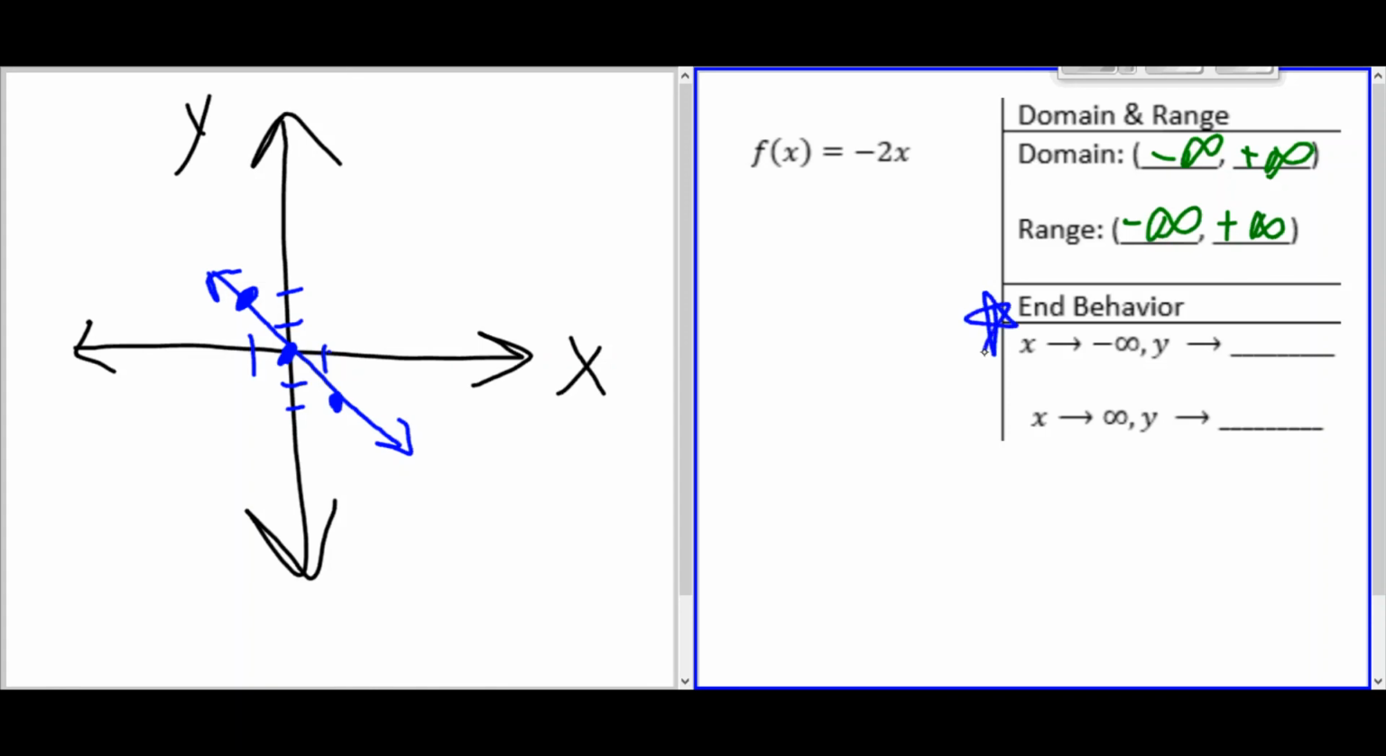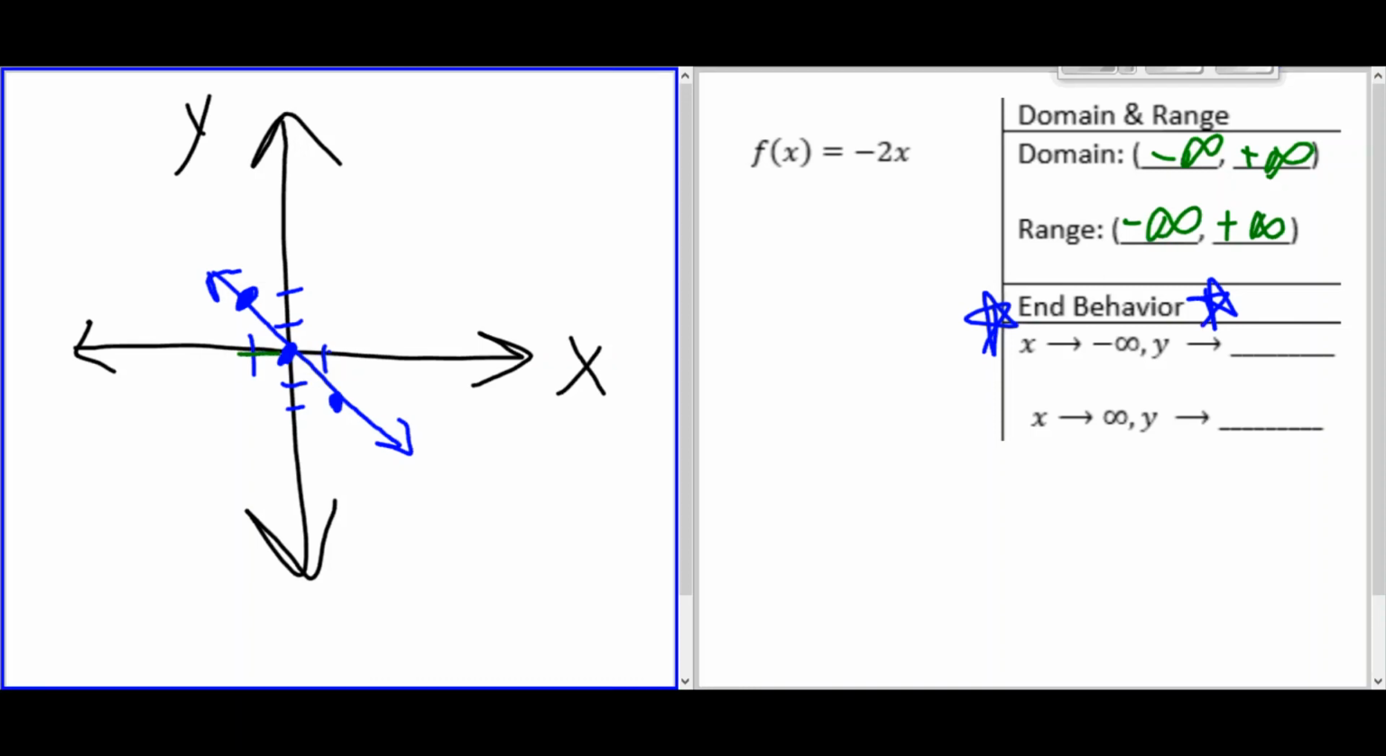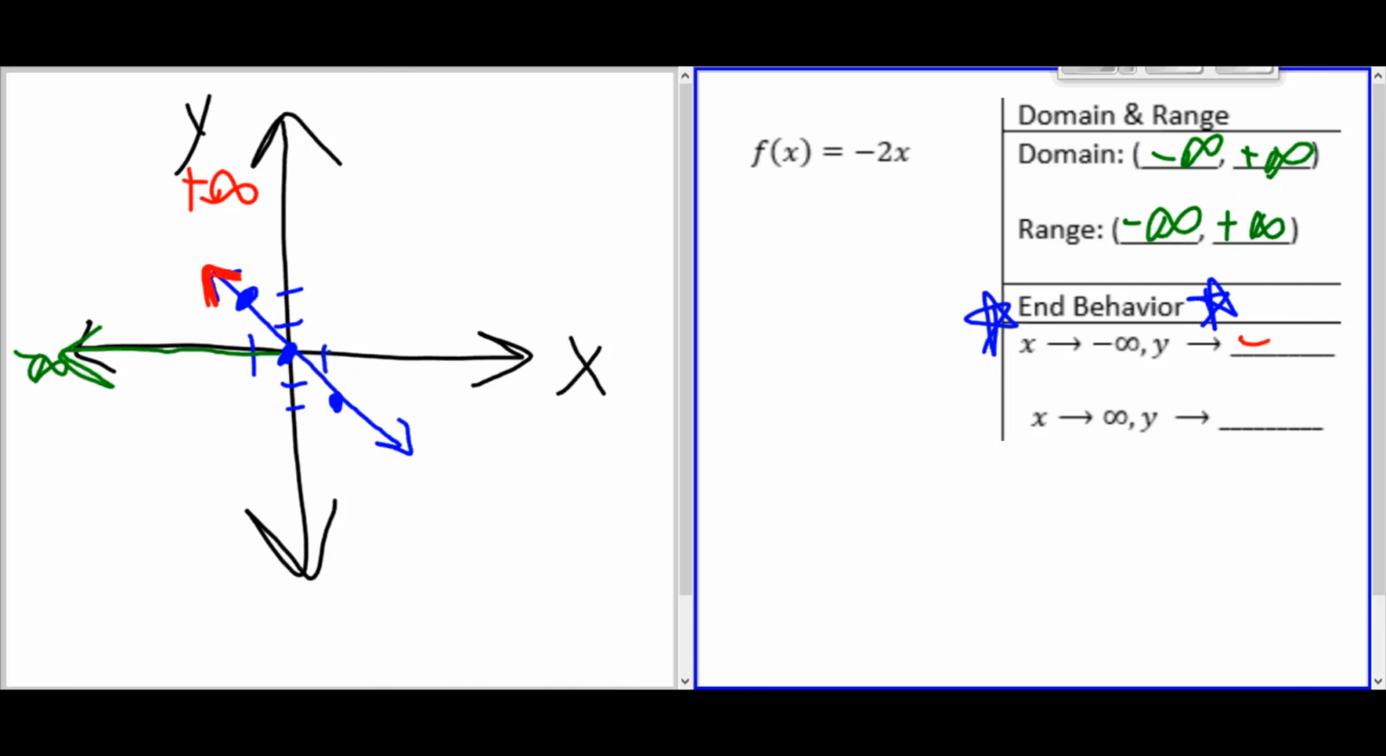The next part, the end behavior. So as x approaches -infinity, so remember that means as x goes to the left here, so here's -infinity on the x. What's happening to my function? So what's happening to this blue graph? Well, we're just going to look at the left arrow. That left arrow is pointing up. So since it's pointing up, that means that I'm going towards positive infinity. So as x approaches -infinity, y approaches positive infinity.